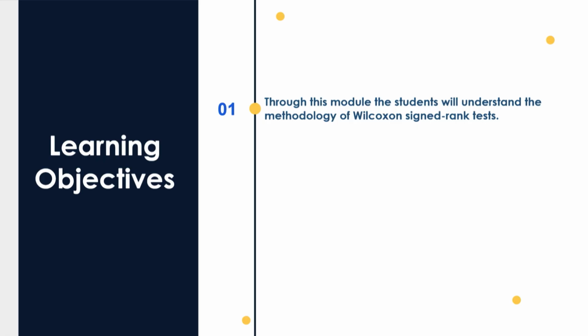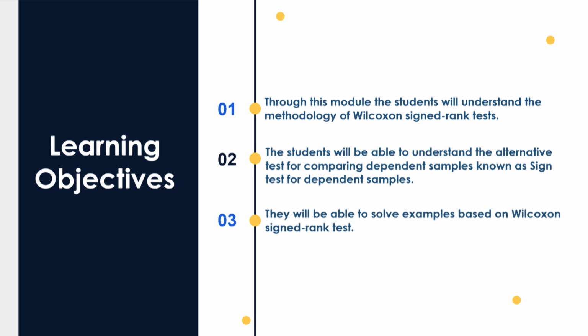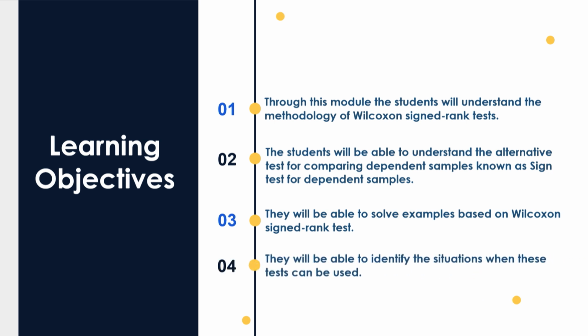In this session we are going to discuss the non-parametric test for two dependent samples. At the end of this session, the students will be able to understand the methodology of the Wilcoxon sign rank test. At the same time, they will understand the alternative test for comparing dependent samples, known as the sign test for dependent samples. They will be able to solve example problems based on the Wilcoxon sign rank test, and identify the situations in which to use this kind of test.